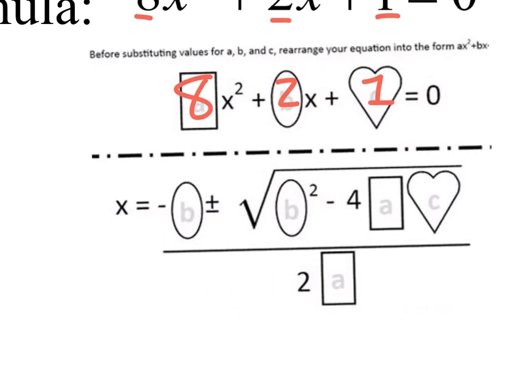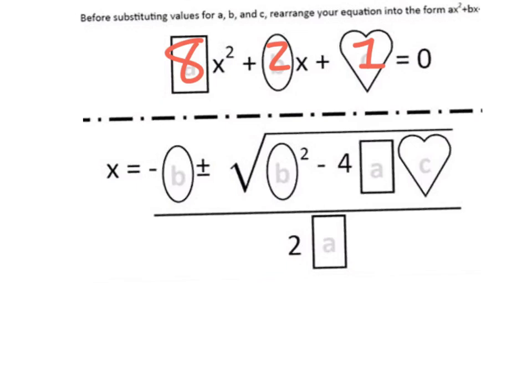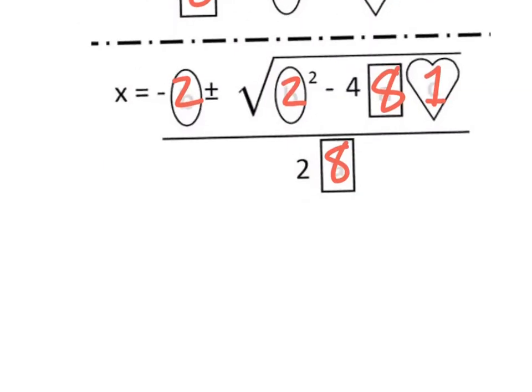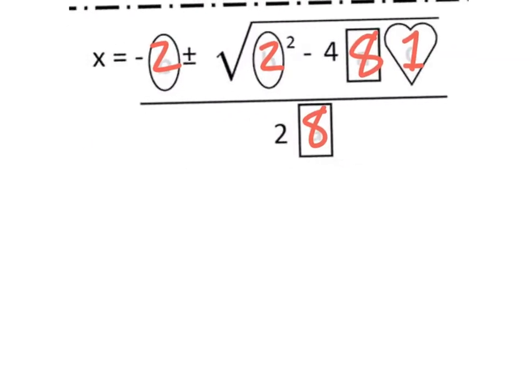And once we've identified what a, b, and c are, we're going to pop that right into the quadratic formula. And so a is 8, so I'm going to pop in 8 right there and there. b is +2, and again, c is 1. All right, so let's start working through this. And of course, we're solving for x. We've got to find the roots.